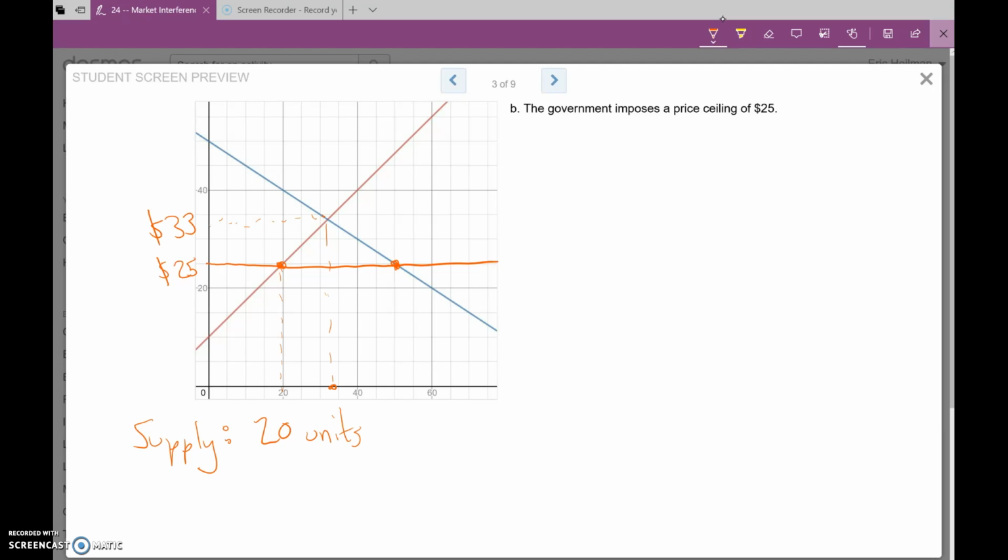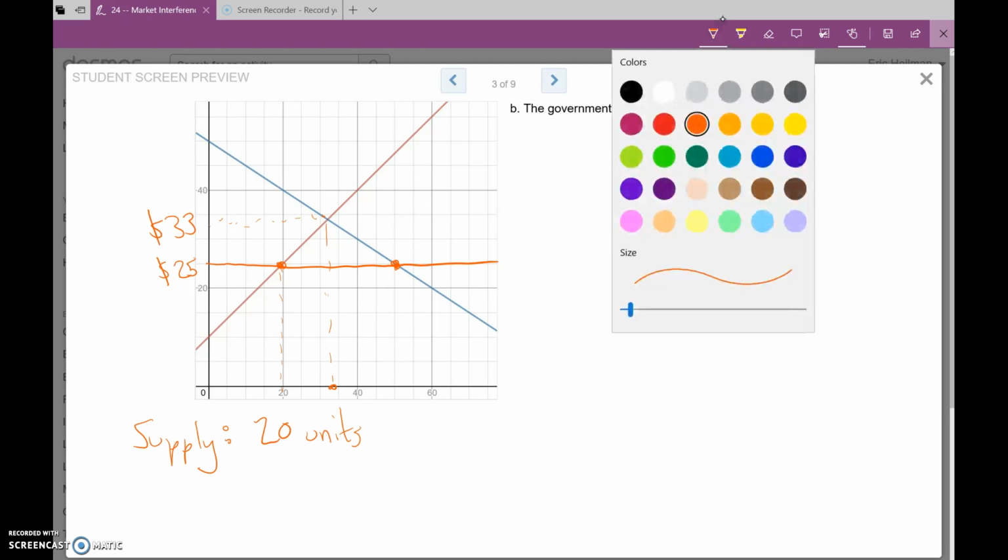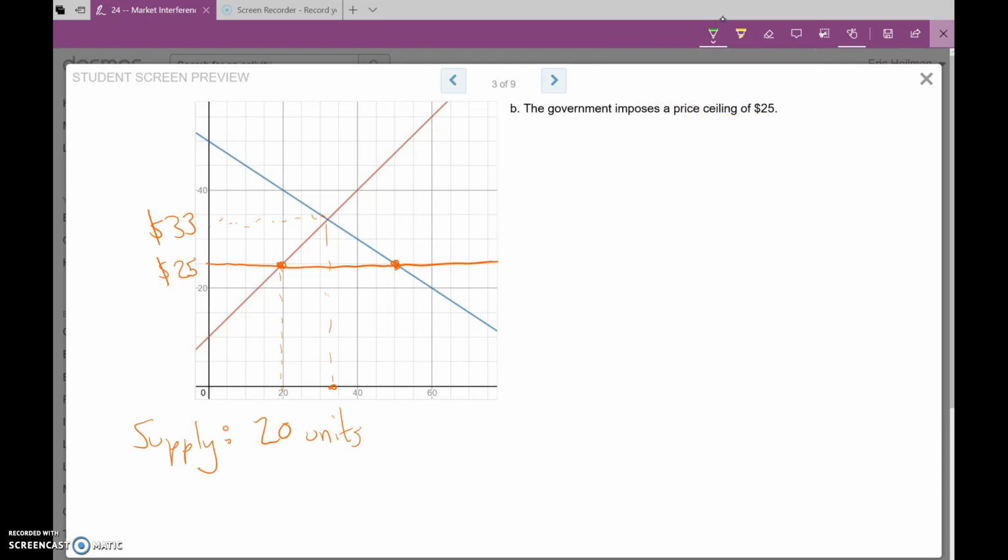Consumers, on the other hand, are like, cool, this thing just got cheaper. I was paying $33 for this, and now I only have to pay $25. So consumers at $25 would demand 50 units, right?